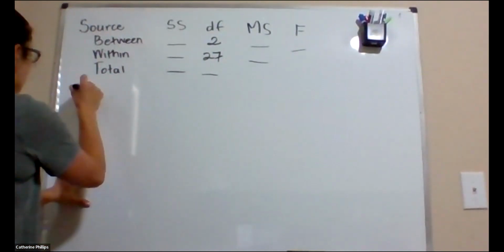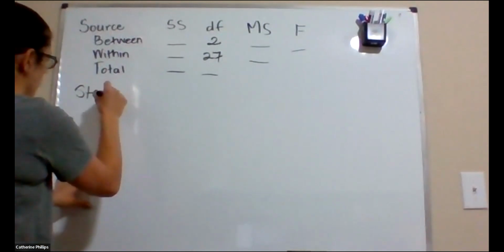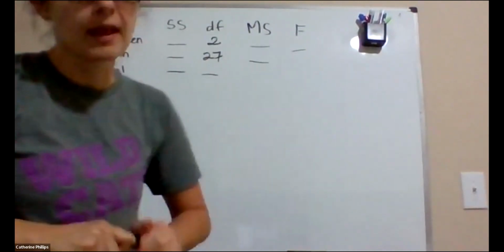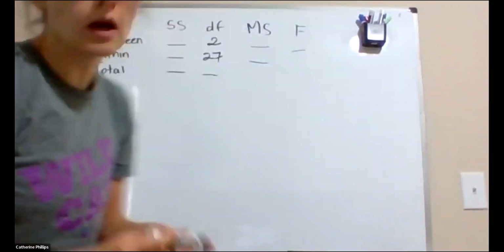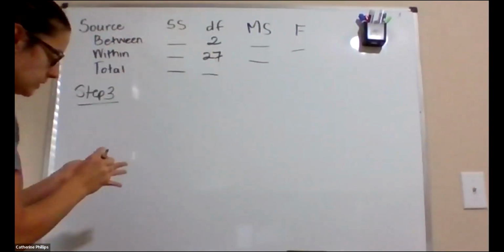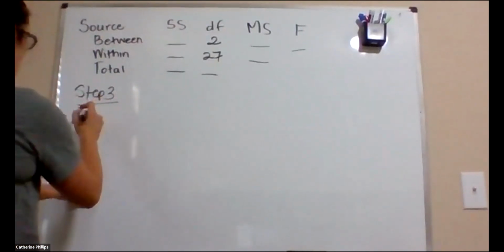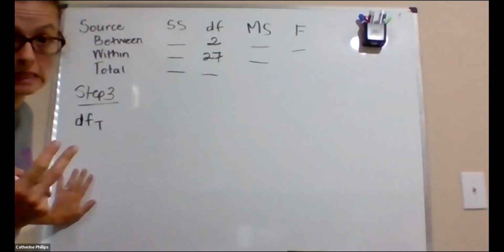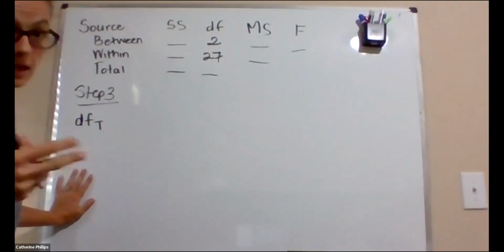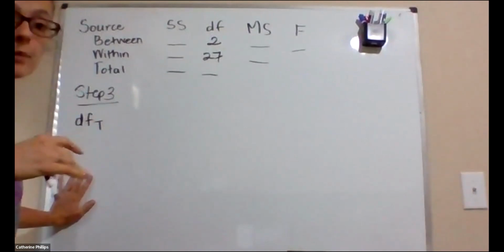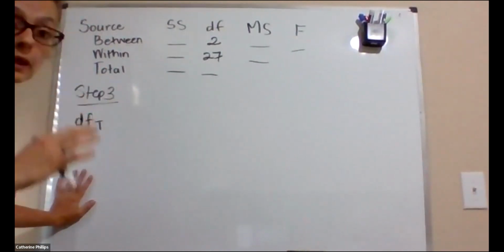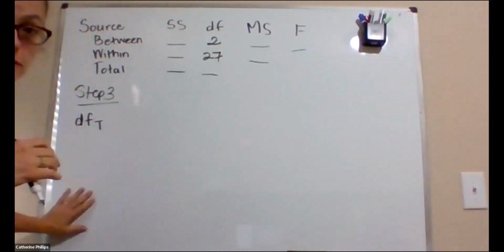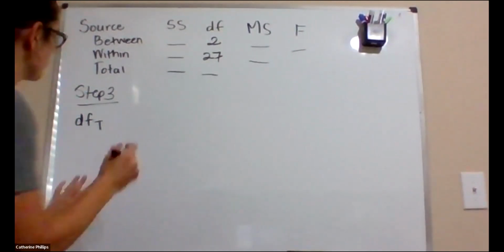So step 3, we need to finish filling in this Anova summary table. And I think that the most logical place is for us to finish up with our degrees of freedom. So we need degrees of freedom total. We have 2 options here. We can either calculate it using the formula, which is what I'm about to do, or we could use the relationship between these 3 sources and compute it that way.